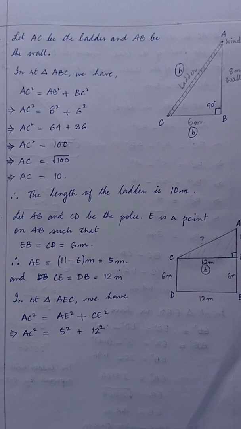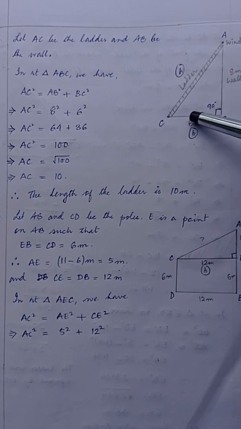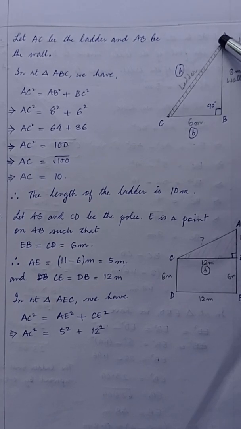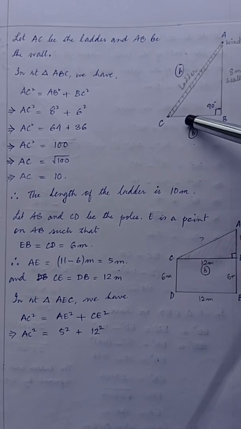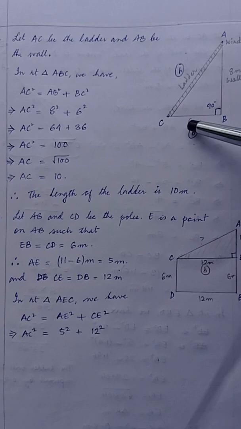Find the length of the ladder. So we just have a simple diagram here. This is the wall, this is the ground, and this is the ladder. The wall is 8 meters high and the distance of the ladder from the wall is 6 meters.